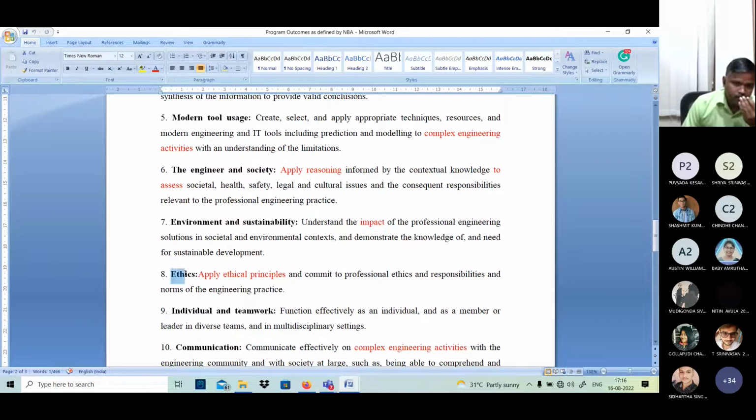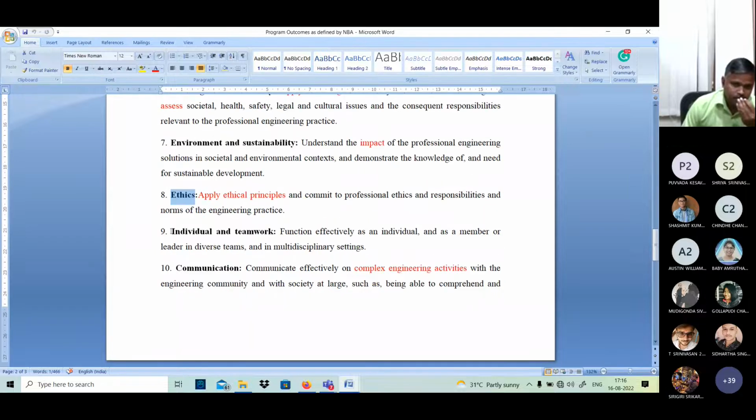Eighth one, whenever the computer science engineer is designing the solution or developing the solution, he should follow the ethics. He should not copy or steal the knowledge of others. Okay, you should not copy the content of others into your problem or solution.